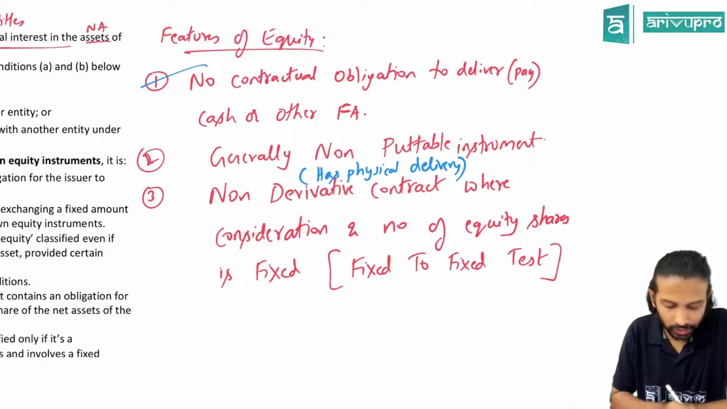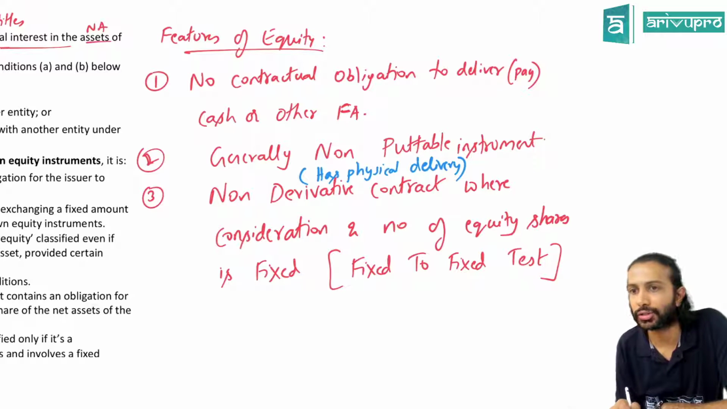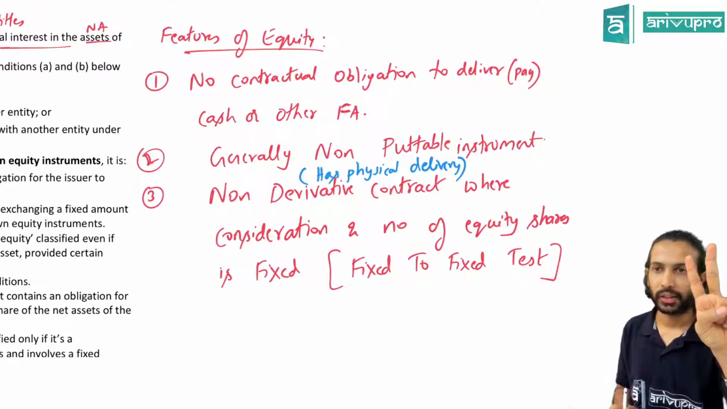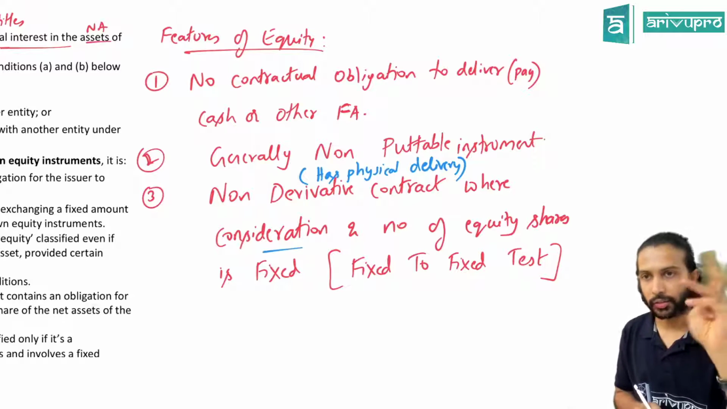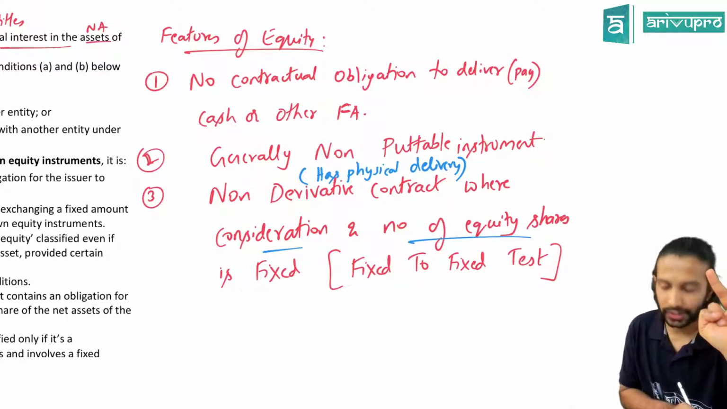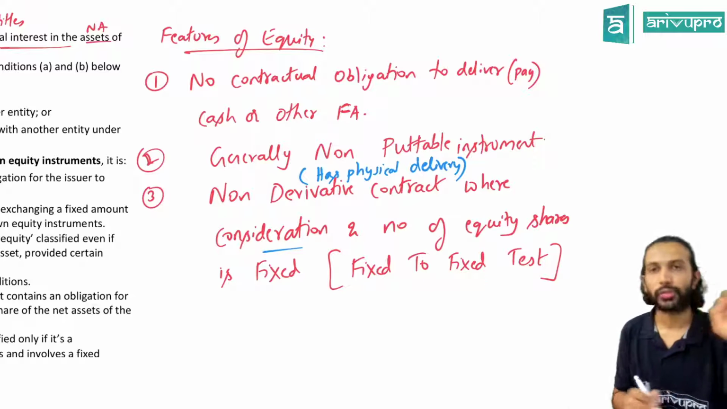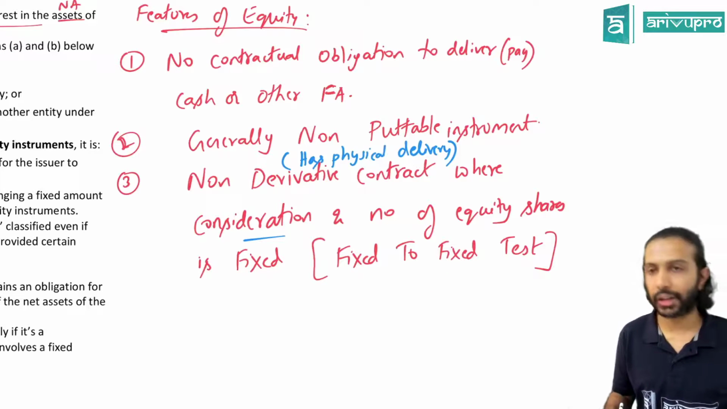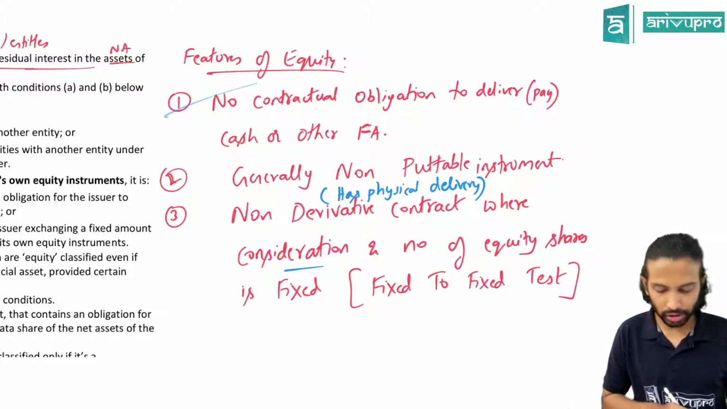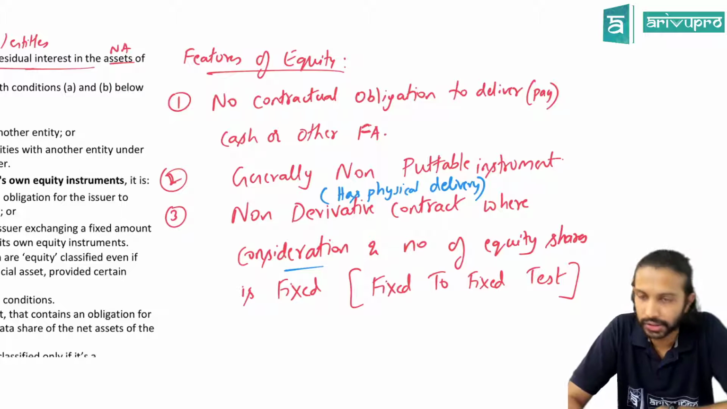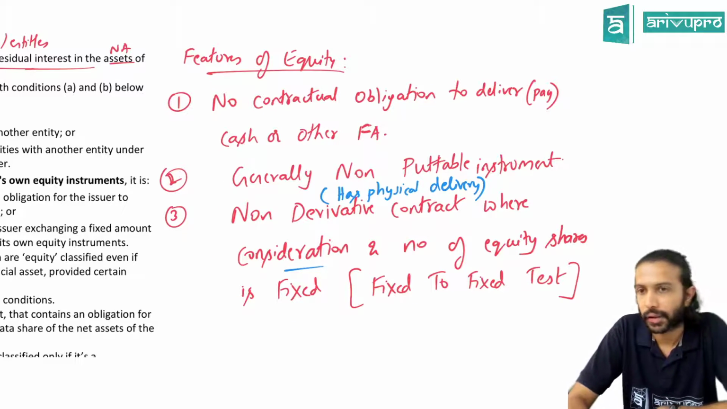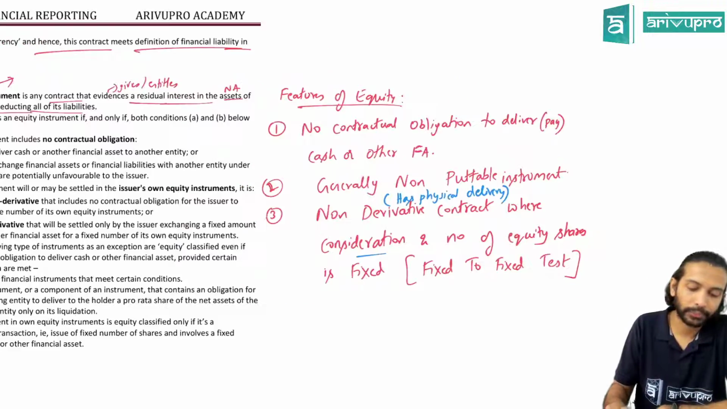Fine now. What is the third one? Did you understand? The third one we already discussed, no? For you to call something equity, 2 components have to be fixed. What are the two components? Consideration should be fixed as well as the number of equity shares should be fixed. This only we call the fixed to fixed test. So for you to classify an instrument as equity, that fixed to fixed test has to be compulsorily satisfied, and we should not have any contractual obligation to pay cash or any other financial asset. Got it? Fair enough. In the previous example, this failed. Hence, it is not equity.